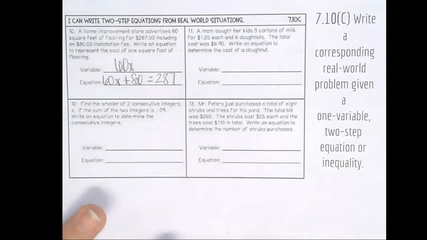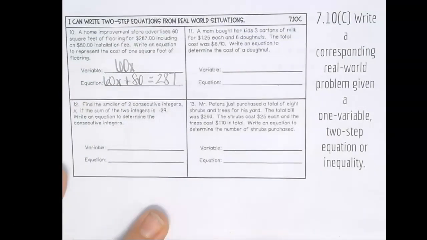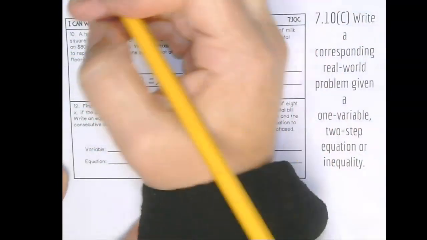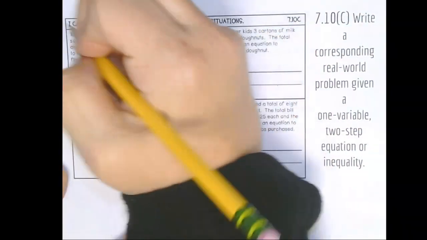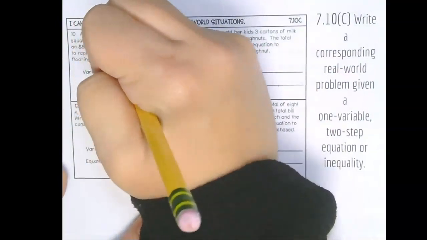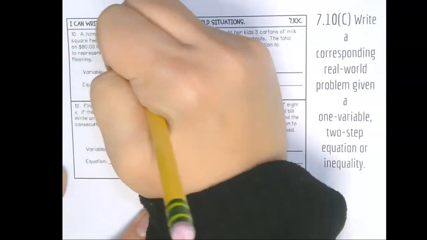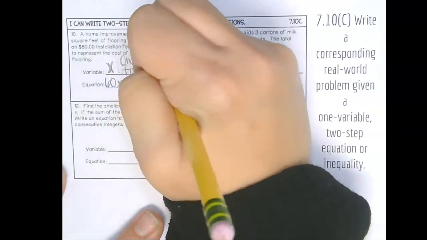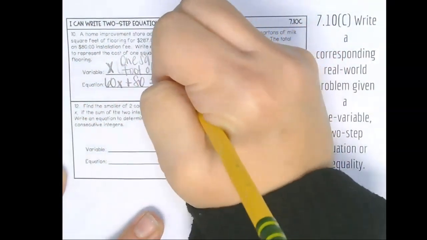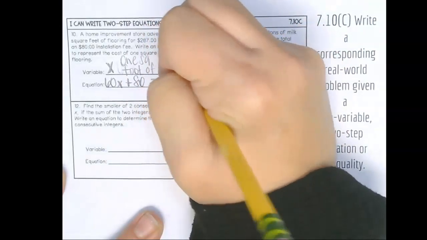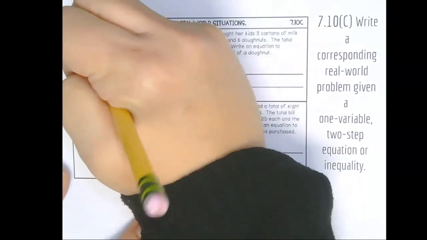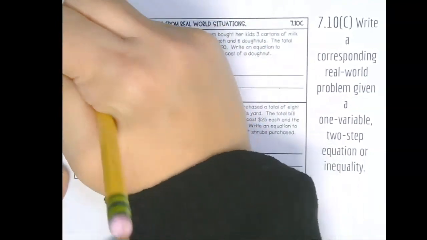$287. I'm going to go back. I want to look at this part one more time. Our variable is going to be x. Our coefficient would be the 60, and this represents 1 square foot of flooring. The cost of 1.